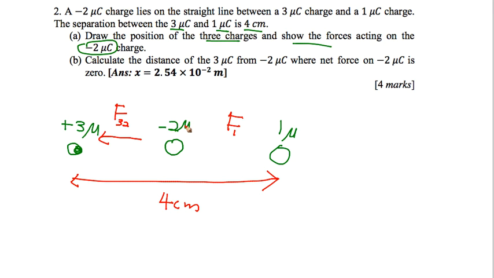And the force by the 1 microcoulomb charge on the charge negative 2 microcoulomb. So what happened to the negative charge negative 2? Because this is negative, the direction of the force is toward the charge 1 microcoulomb, because this is a positive charge.